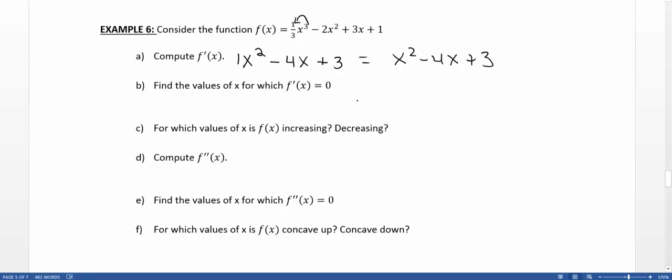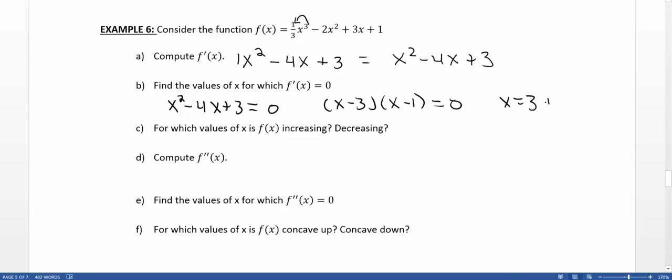We want to find the values for which the first derivative equals 0. So remember, your first derivative is going to equal 0 when the original function is constant. That's where we have those horizontal tangent lines. So if we set our function equal to 0, we're going to want to factor this to find the roots. So we'll get x minus 3 times x minus 1 equals 0. So that means we're going to have the roots x equals 3 and x equals 1.